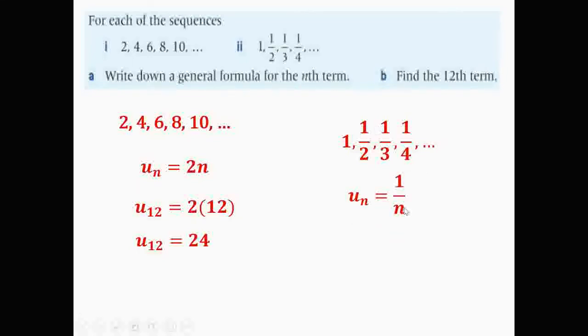So u sub n equals 1 over n. Because for term number 1, the denominator is 1. Term number 2, the denominator is 2. Term number 3, 3, and so on. Using that rule, find the 12th term: 1/12.